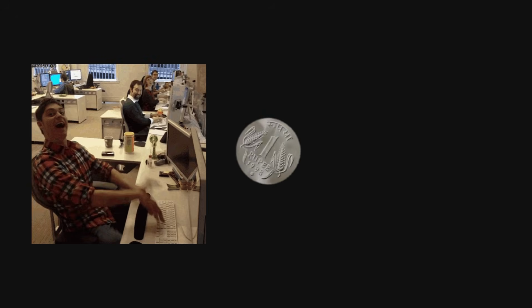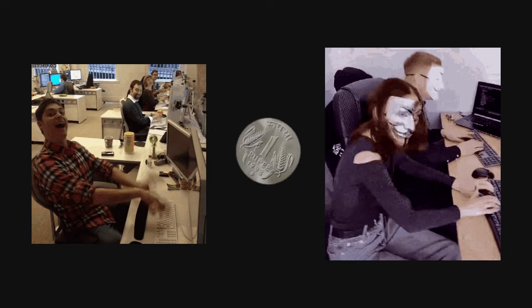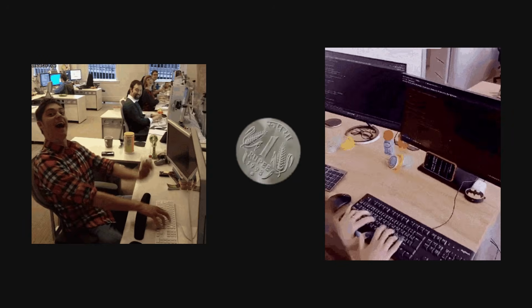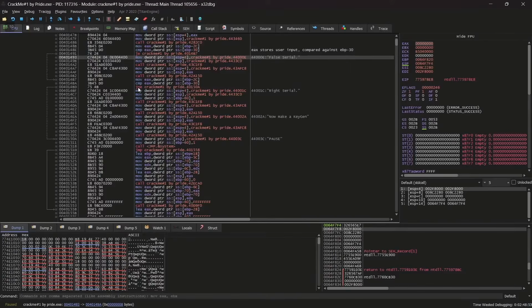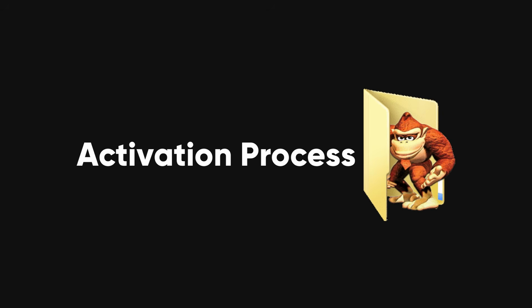When it comes to software, we often see two sides of the coin: the creators who pour time and effort into crafting a product, and the hackers who dedicate just as much time to finding ways around its security. Have you ever wondered how hackers manage to crack software? Today, we'll dive into the techniques they use, step by step, and uncover the methods behind these cracks. By the end, you'll understand how this works and why it's crucial for developers to stay one step ahead to safeguard their creations. Let's start with the activation process because this is where it all begins.